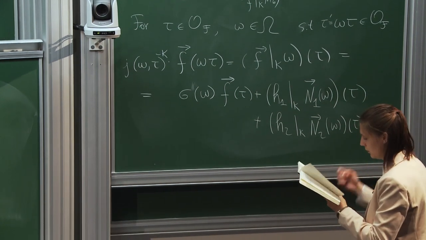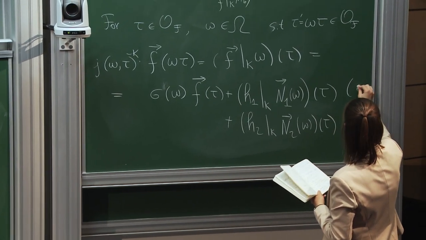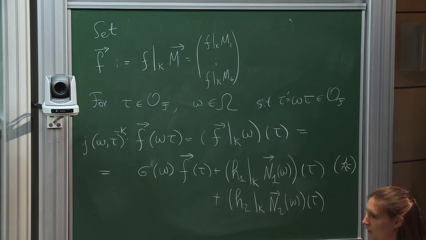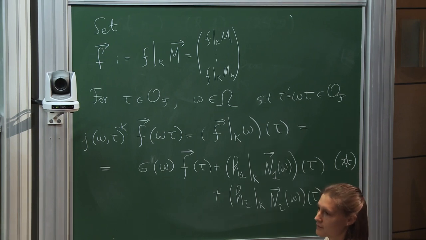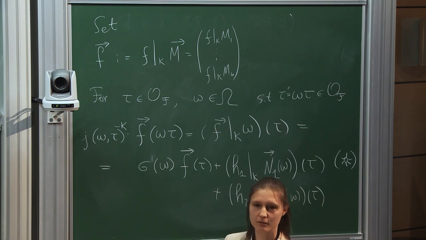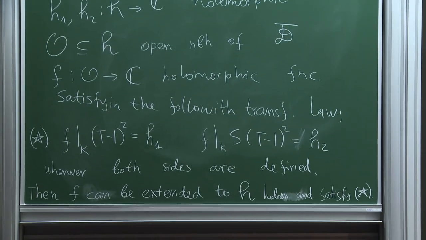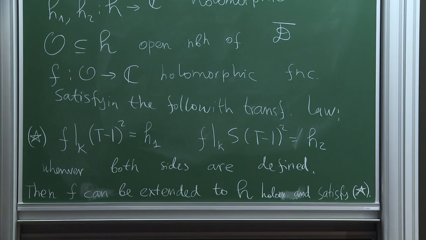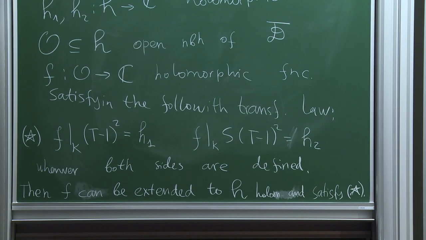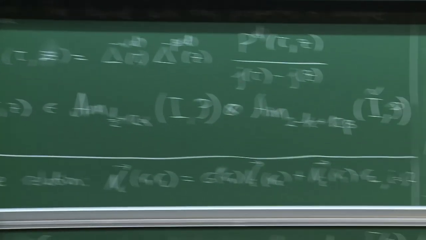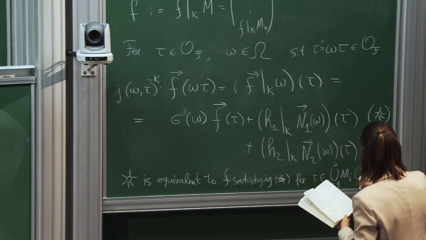And so now let's denote this formula by sum, for example. Now actually this formula is equivalent to our formula which we denoted by star on that blackboard. So this formula is equivalent to f satisfying the functional equation for all tau in the union of these six translates of the domain OF.